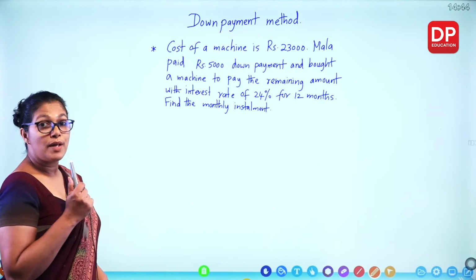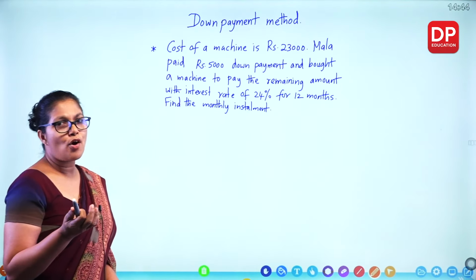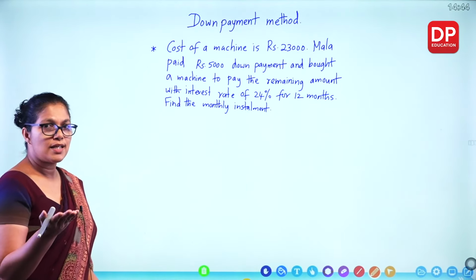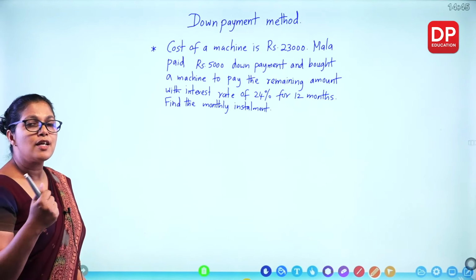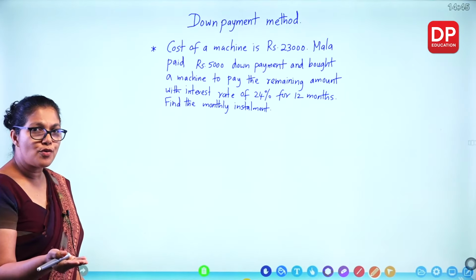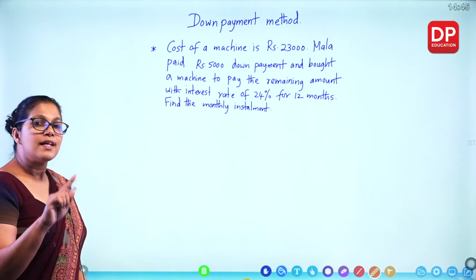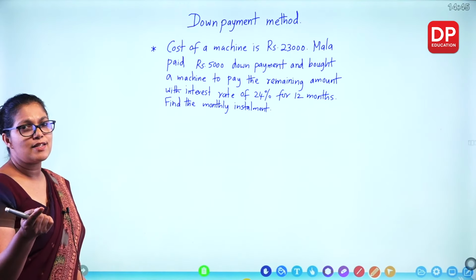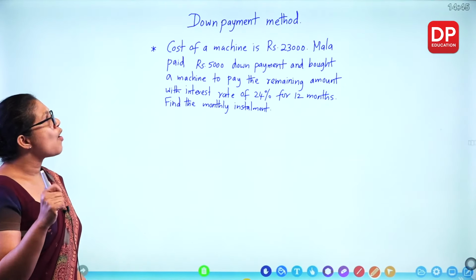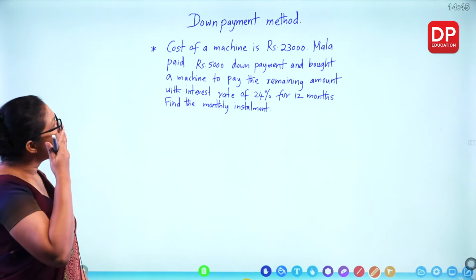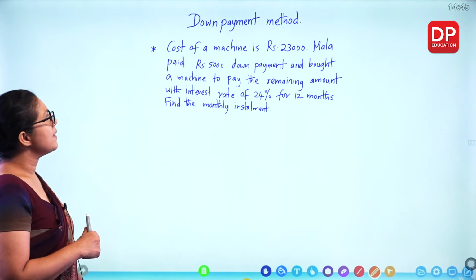Now here we talk about down payment. What does the down payment method mean? Think about you want to buy a machine. It costs 10,000 rupees, but you are paying only 5,000 rupees for the first time, and then the remaining balance you are paying with the installments. So that's called the down payment method. So we'll look at an example related to the down payment method.